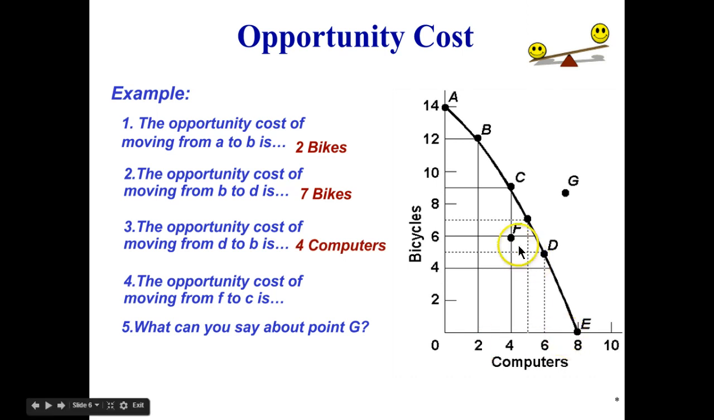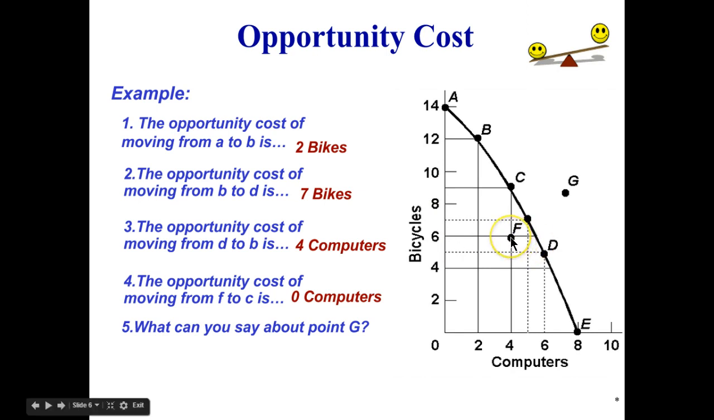Same with F to C. Interesting situation here, but let's go with it. So if you're at F and you go to C, notice here that you're not giving up any computers, right? Computers stay the same. And in fact, you're gaining bicycles. So in a sense, you're not giving anything up in this particular situation.